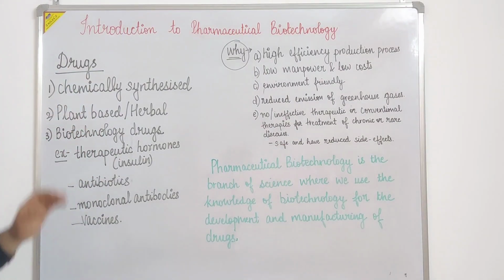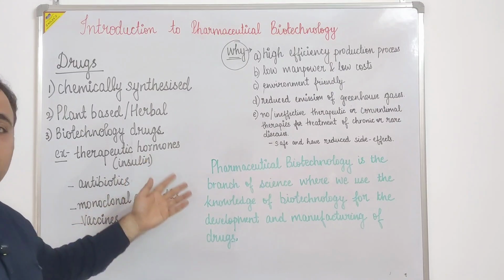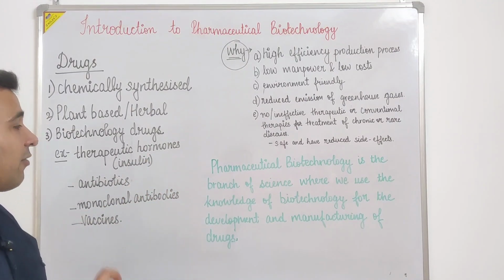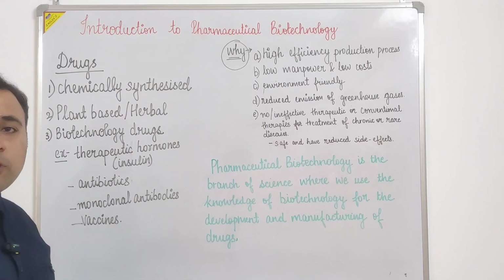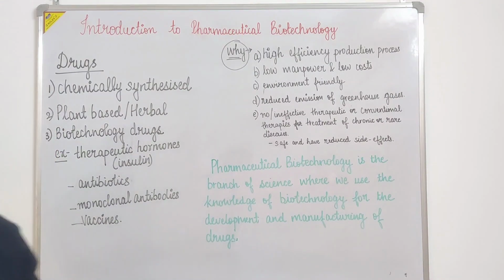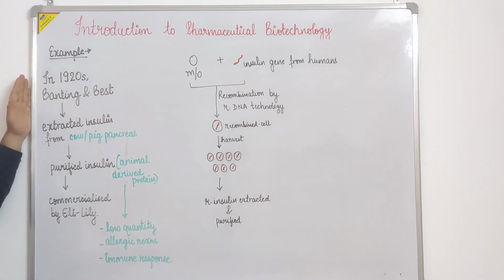Okay, so now if we have to define what is pharmaceutical biotechnology, we can simply define it as a branch of science where we use the knowledge of biotechnology for the development and manufacturing of drugs. Okay, an example of pharmaceutical biotechnology. So let's see the production of insulin.